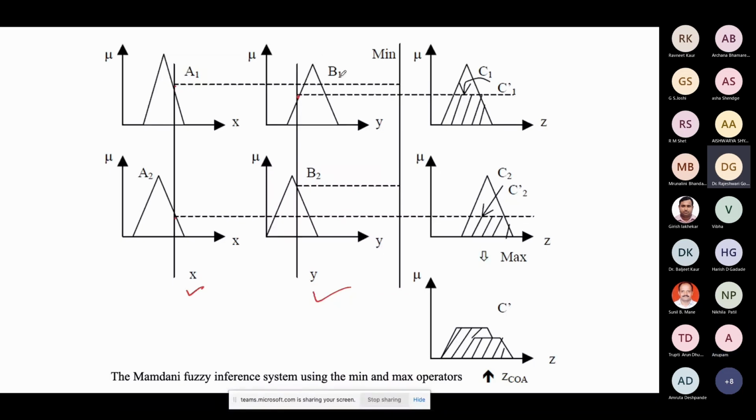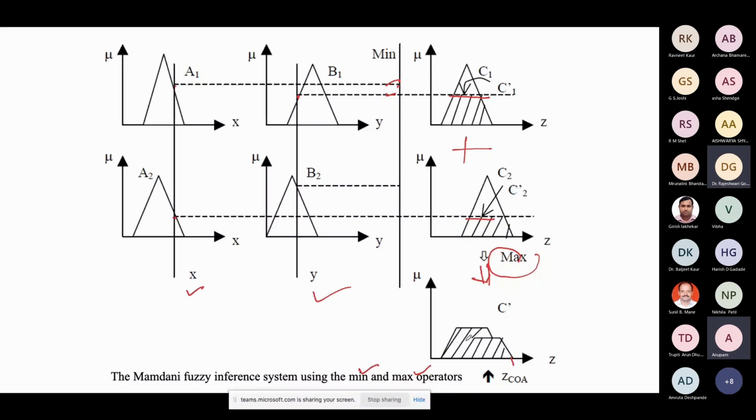So the Mamdani fuzzy inference system has many ways we can do it. Like here we are using min and max operation. Min means first we are taking the minimum. So the min of this and this is this one, right? And next you can see the min of this and this one is this, right? Again we are combining both and we are getting this. So here we are doing min operation, here we are doing max operation, likewise, right? And ultimately we are getting this output. This is your ultimate output.